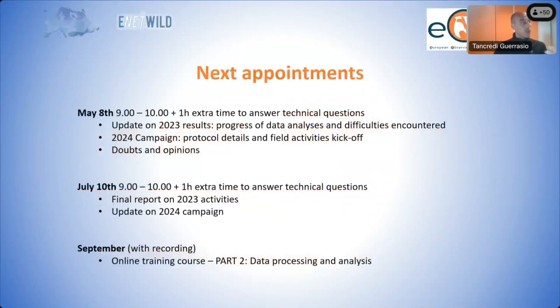And next appointment. So we're going to have other two shorter meetings on May 8th and July 10th to have updates on, in the first case, the progress of the data analysis and the start of the campaign. And in each of these occasions, doubts and opinions can be shared and discussed. And while in July, we will share the final report with you and give you updates on how the 2024 campaign is actually proceeding. While, as already mentioned, in September, we will have the second part of the training course, and we will share with you the actual date as soon as possible.